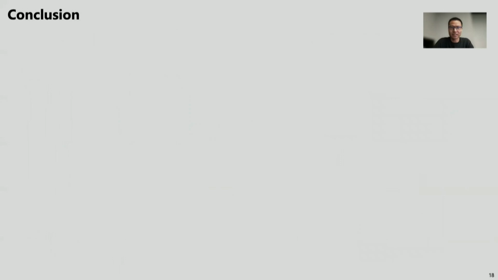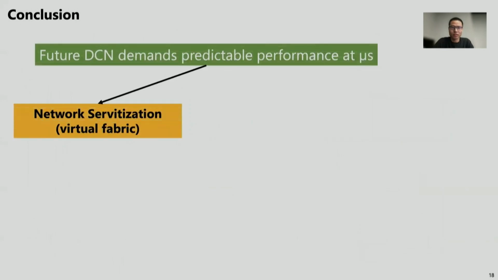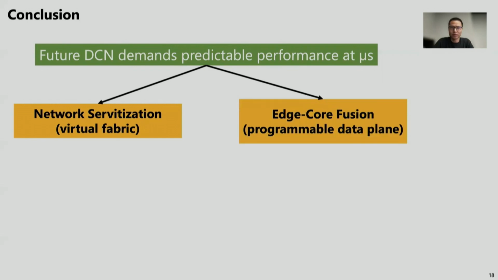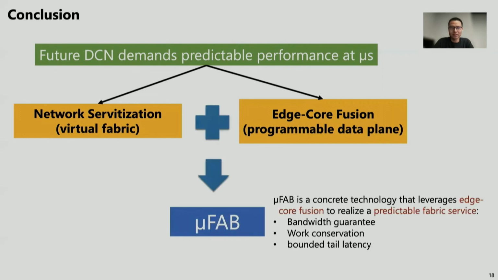To conclude, in the next generation of data centers, applications demand predictable network performance at microsecond granularity. We have 2 takeaways. First, the network should provide predictable services to applications, and this service has to be built in the fabric layer, so we can avoid invasive VM modification. Second, edge-core fusion with a programmable data plane can help to get fine-grained network information and get the senders to make smarter decisions. Together, this is MuFab, which provides bandwidth guarantee, work conservation, and bounded tail latency simultaneously.